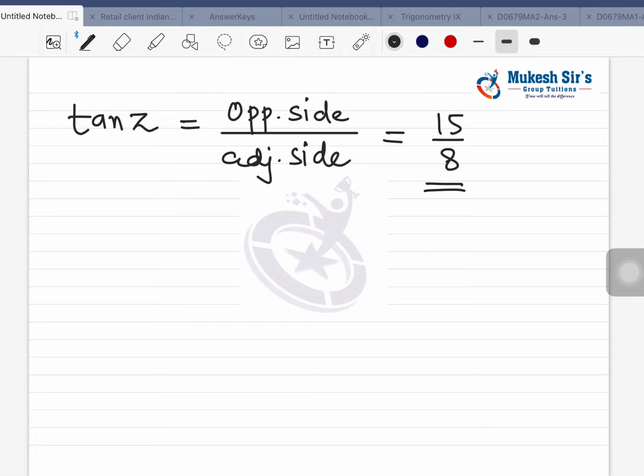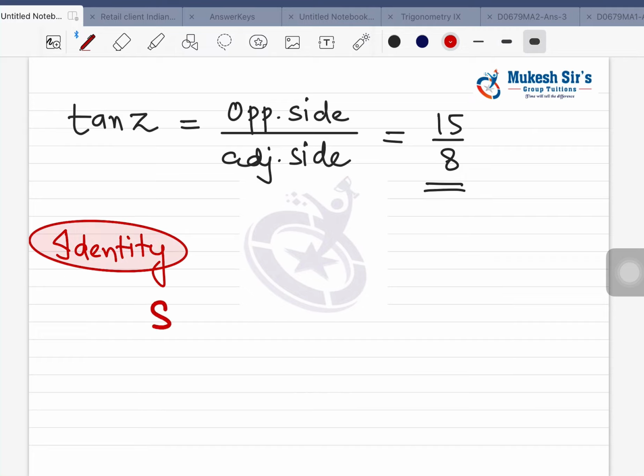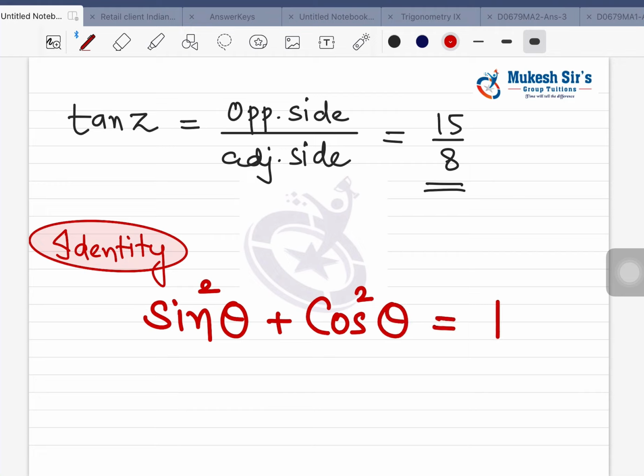And now we prove one identity. There's a very important formula, an identity, which connects sine and cos. Sine and cos have a relation. So first remember the formula. Sin square theta plus cos square theta is equal to 1. This formula is applicable only for squares.